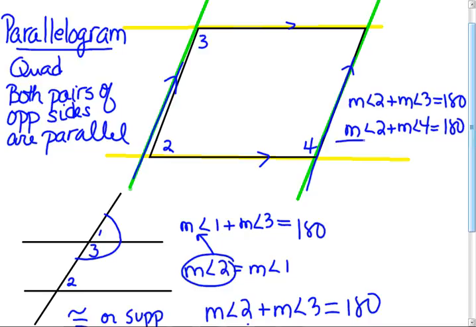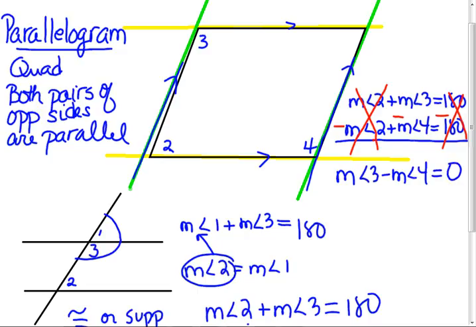And with these two equations, I'm going to subtract the bottom equation from the top equation. Make that minus, minus, and minus. When I do that, the measure of angle 2 minus the measure of angle 2 gives me nothing, and 180 minus 180 gives me nothing. So I have the measure of angle 3 minus the measure of angle 4 equals 0, which tells me that the measure of angle 3 and the measure of angle 4 are the same. So guess what? Opposite angles in a parallelogram are congruent.